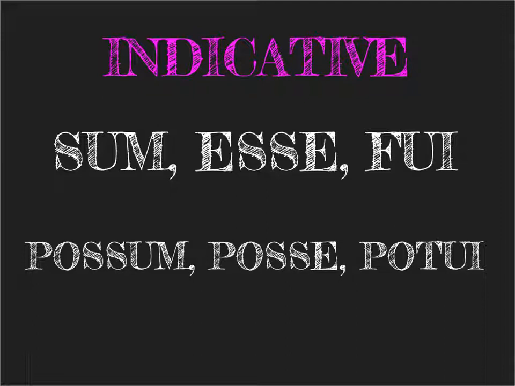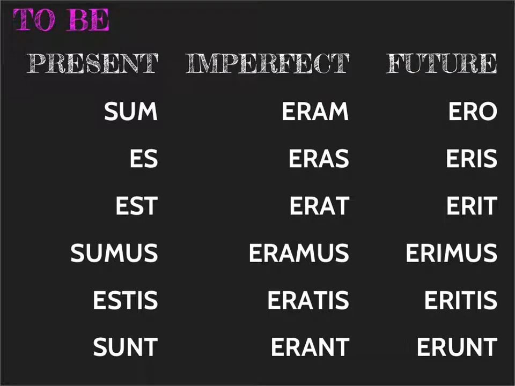So let's start with conjugating the verb to be and to be able in the indicative mood. There are no passive forms, so we're just going to be talking about active forms. I should hope that at least the left two columns on this slide are fairly familiar to you. The present tense of the verb to be, sum, es, est, sumus, estis, sunt, and then the imperfect, eram, eras, erat, eramus, eratis, erant, were introduced in Latin 1, and we've used them quite a bit.